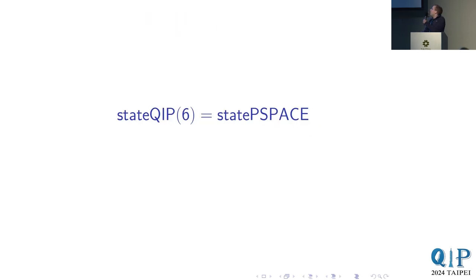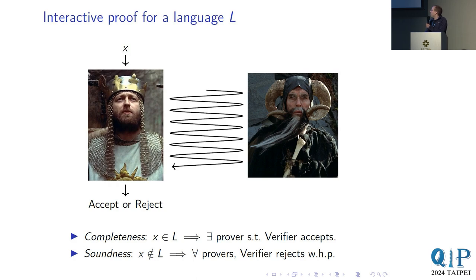So now I'm going to talk about some applications of the main theorem. The first of these is a quantum state analog of the IP equals PSPACE theorem in a constant number of rounds. So let's just review some background. In an interactive proof, first there's going to be a polynomial time verifier which gets some input string. And then it exchanges messages back and forth with an arbitrarily powerful but untrusted prover. And then the verifier has to accept or reject. And this should satisfy conditions called completeness and soundness.